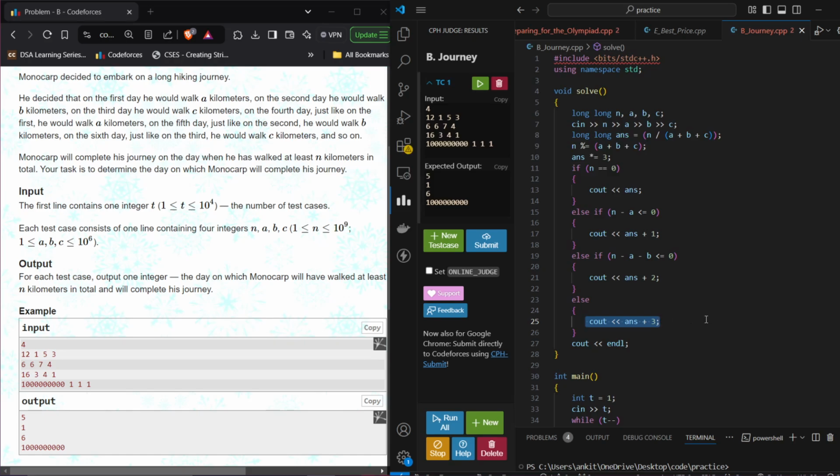So this was mainly a math problem, and you have to approach it greedily for the calculation. That was all that you have to do in this problem.